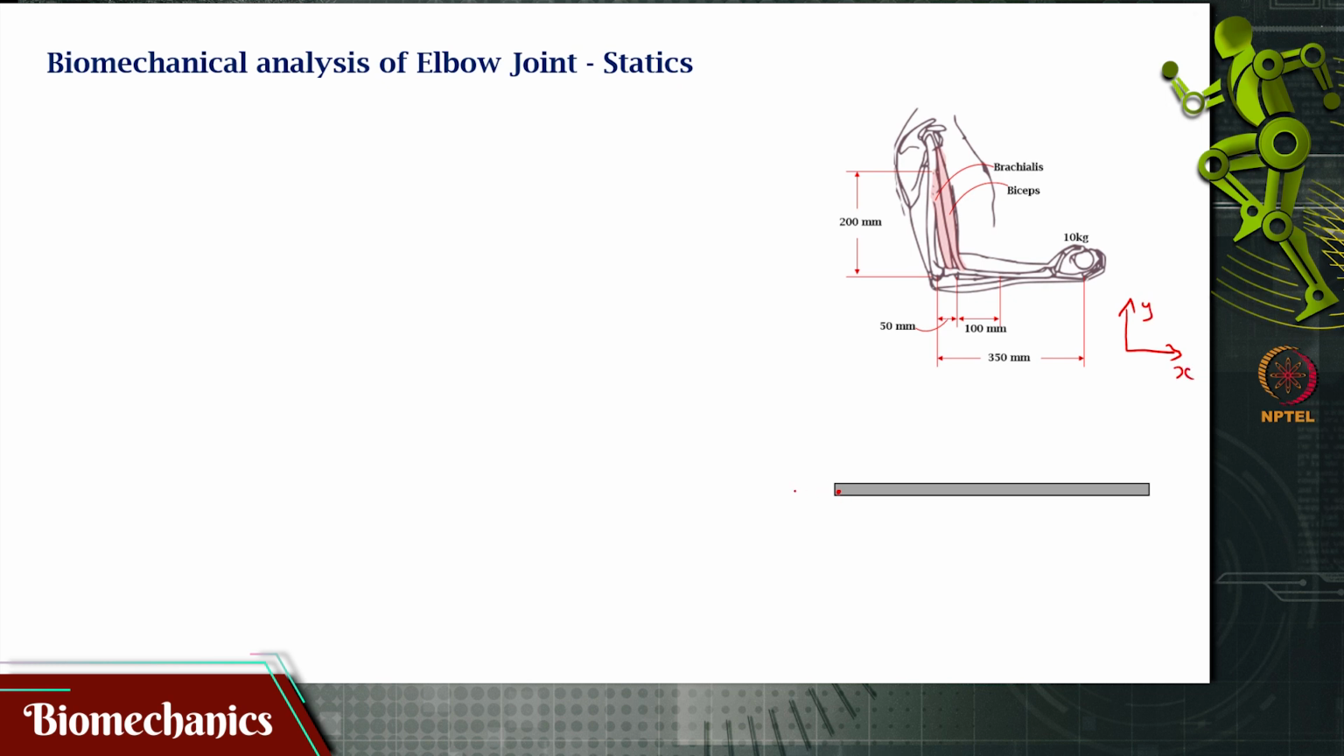So, that means that it will have reactions along the x direction and along the y direction. At a distance of 50 mm, this force is acting. What is the value of this force? I do not know that, that is what I need to find.